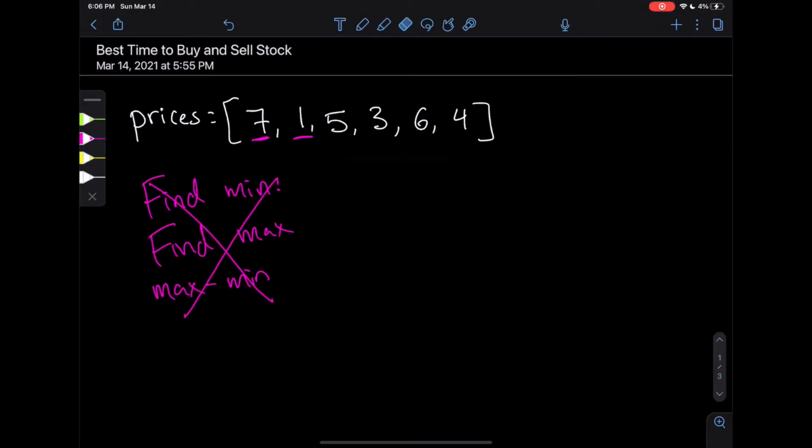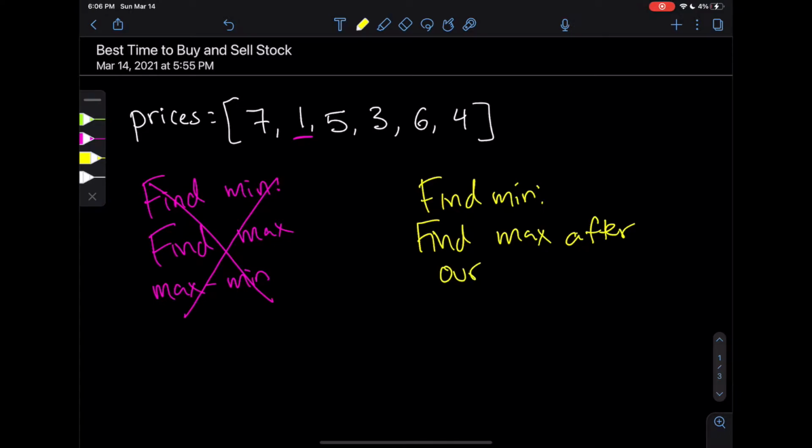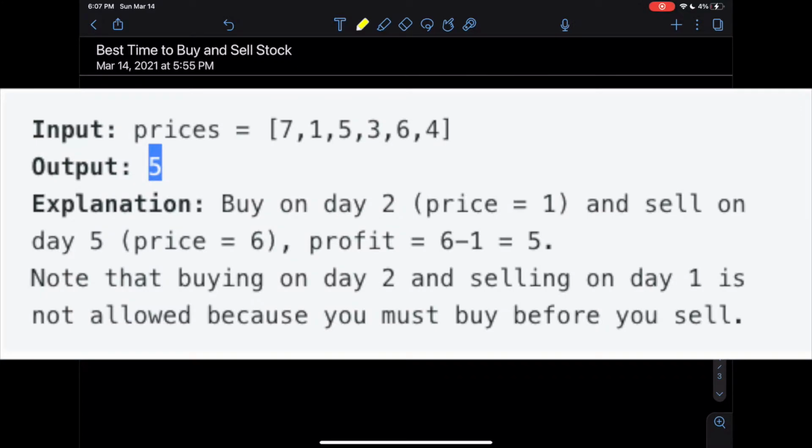But then I was thinking, okay, instead of doing this, let's find the min, and then we'll find the max at any value after our minimum value index. And I thought this was a good idea because if we look at this example, our min is right here at index number 1, and then we see that if we search for any value after index 1, the max would happen at 6. So this would give us a max profit of 5, and that's the actual answer to this problem.